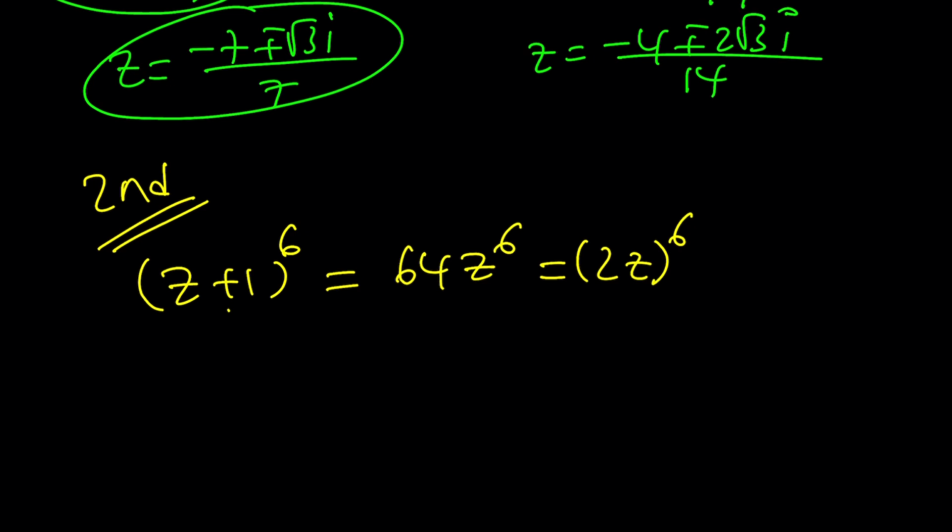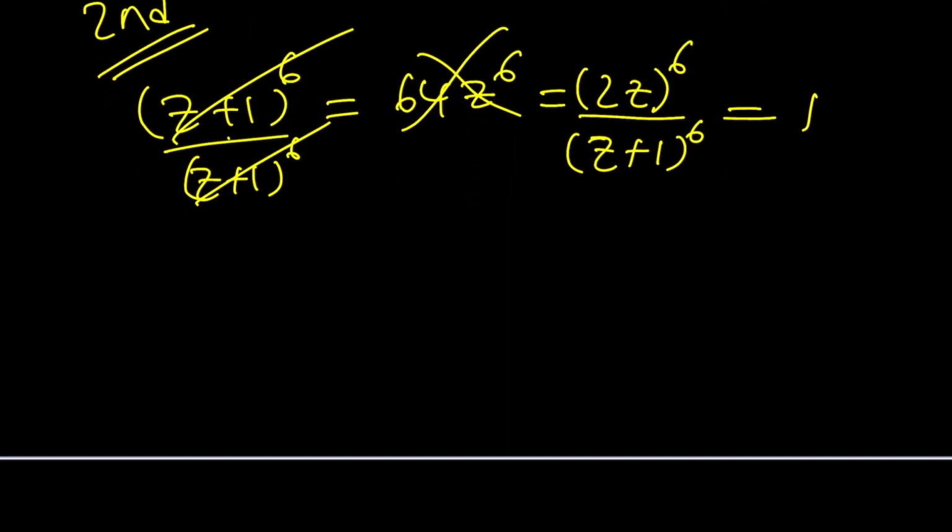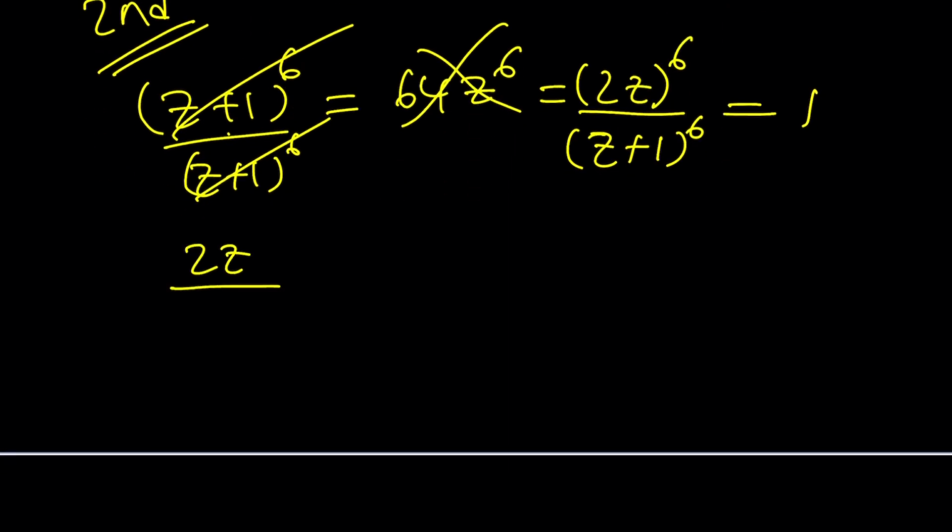You can divide both sides by this, and here, of course, the equality is not maintained anymore. And then this will become 1 from here. So now you get the following: 2z over z plus 1, because we can just write it as a single quantity with the same power, equals 1. Nice.